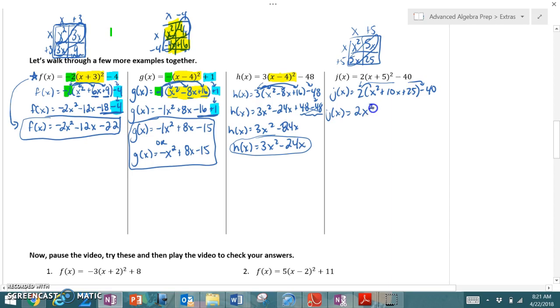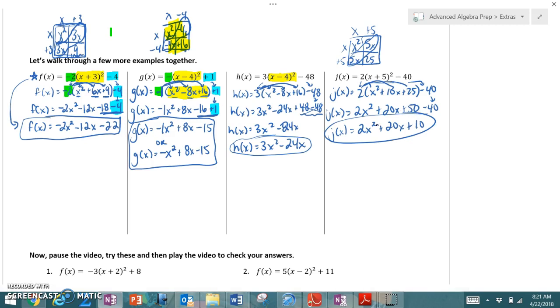Then I distribute the 2. I get 2x squared plus 20x plus 50. And then I get minus 40 comes down. And last but not least, my final answer is 2x squared plus 20x plus 10. Okay, so those are those 4 examples. And hopefully now, even if you wanted to follow along on all 4 of those, you're feeling more confident.